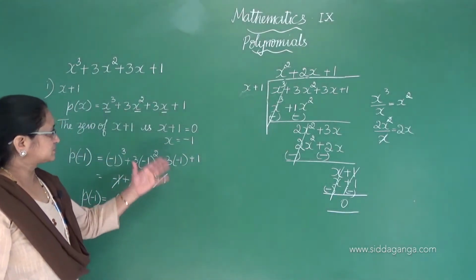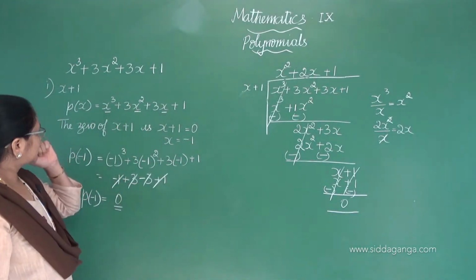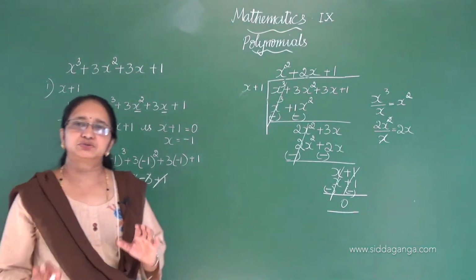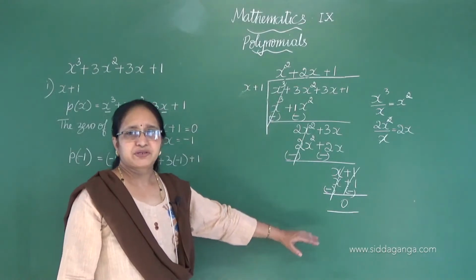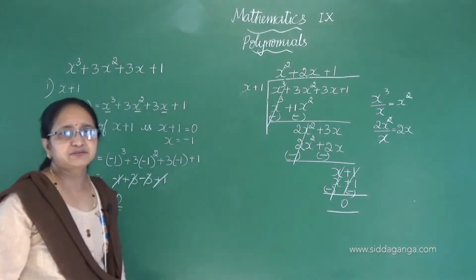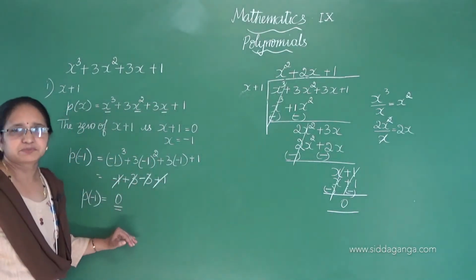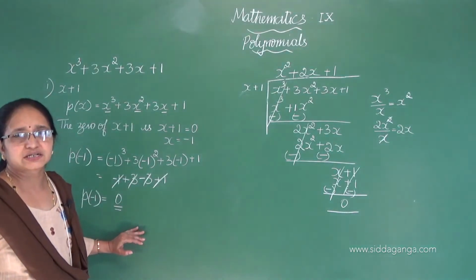So, that proves it. If they ask you to do it using the long division method, then you adopt this method. If they ask you to use the remainder theorem, then you have to do this method. I hope now at least it is clear.